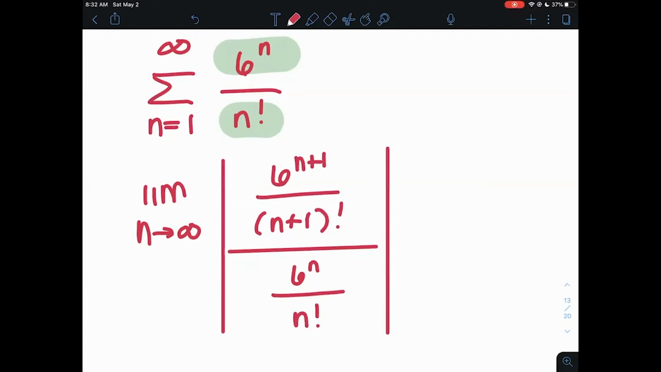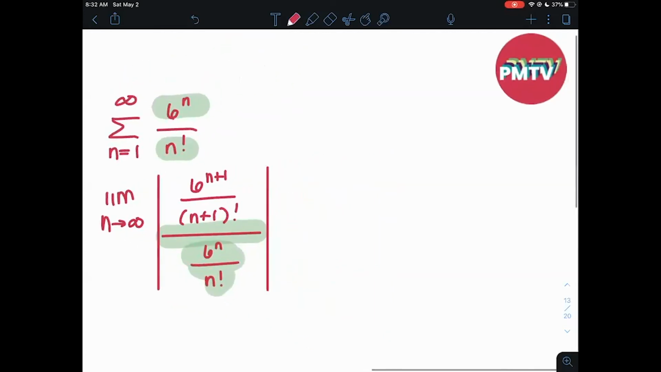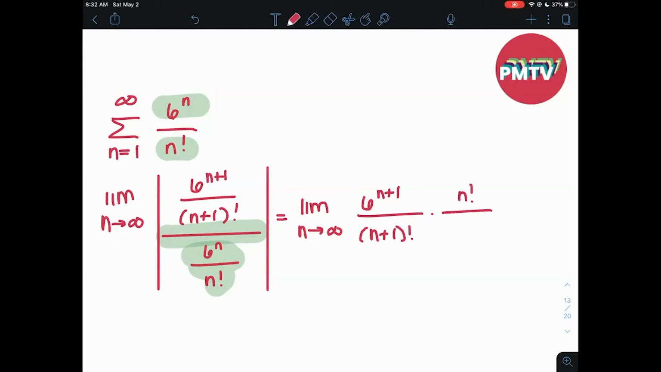Be careful with that absolute value. I often forget that when I'm doing this work. Be careful that you don't forget that. And here we have a complex fraction, so it is easier to right away turn this into a multiplication problem with the reciprocal of your denominator. That would look like the limit as n approaches infinity of 6 to the n plus 1 over n plus 1 factorial times n factorial over 6 to the n, and keep those absolute values.